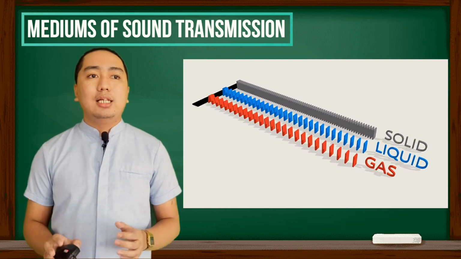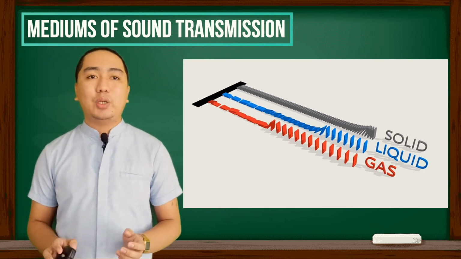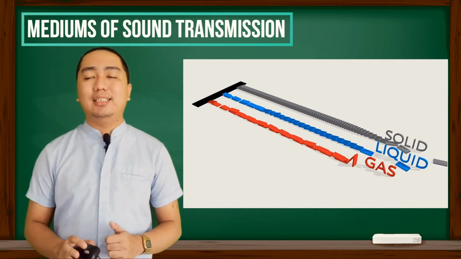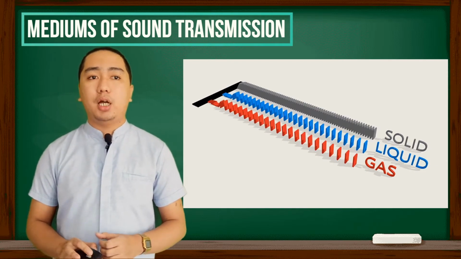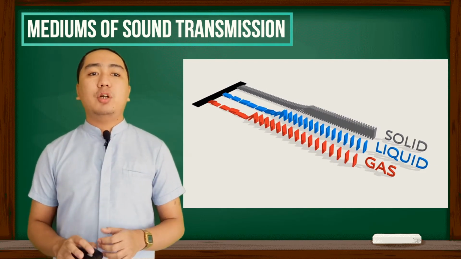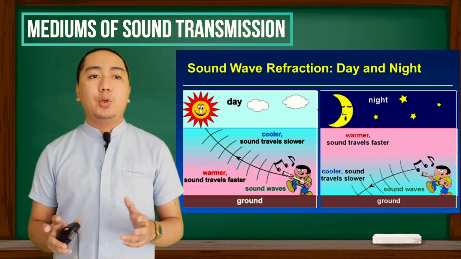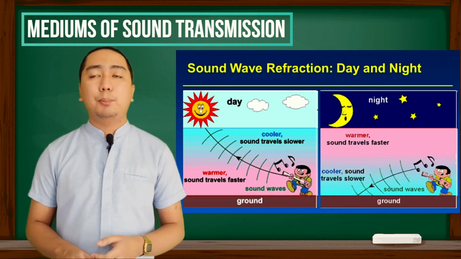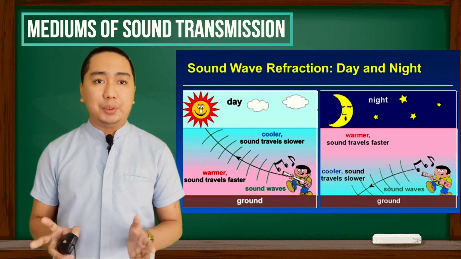In general, sound travels faster in solids than in liquids and faster in liquids than in gases. Sound waves transmit energy faster in substances whose particles are closer to one another. The temperature of the medium also determines the speed of sound. The warmer the medium, the faster it carries sound because the molecules move fast and bump with one another frequently.